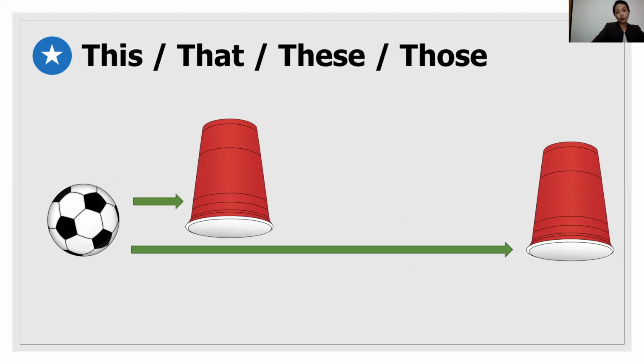Or you can use the song like this, like this and that, this and that, this and that, this and that, this and that, this and that, and these and those, these and those, these and those, these and those, these and those, these and those, these and those, like this. Yes.